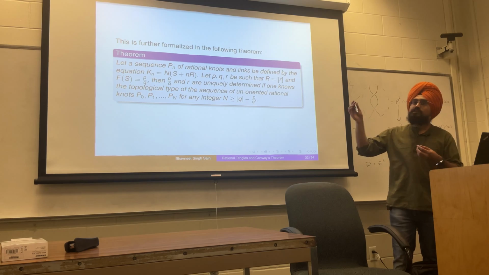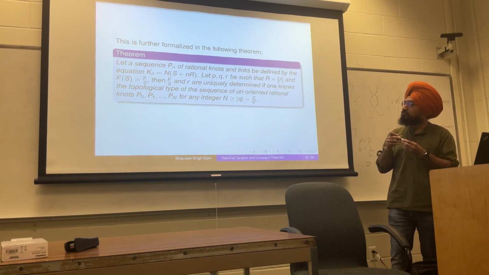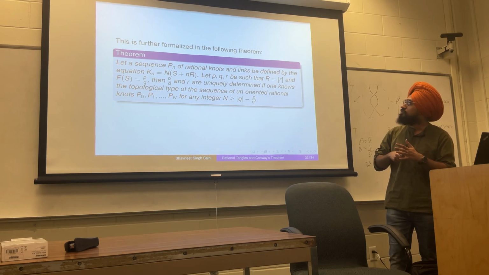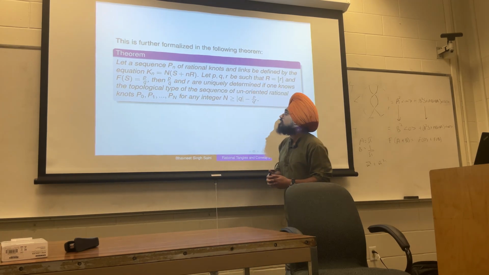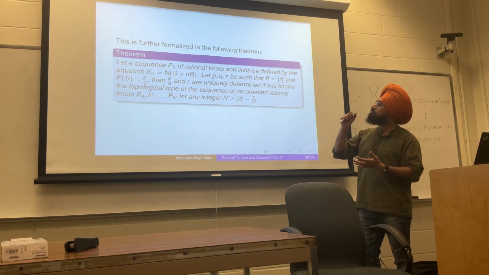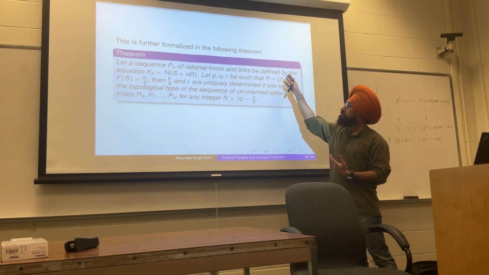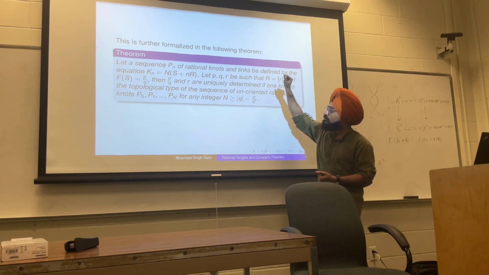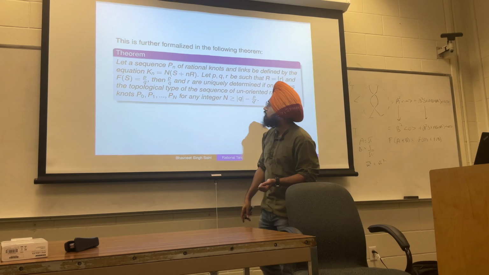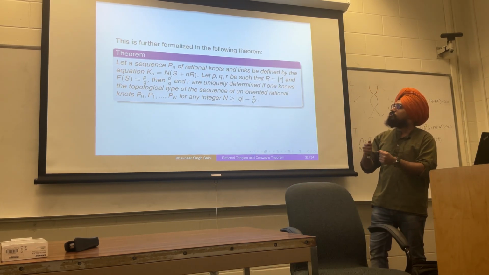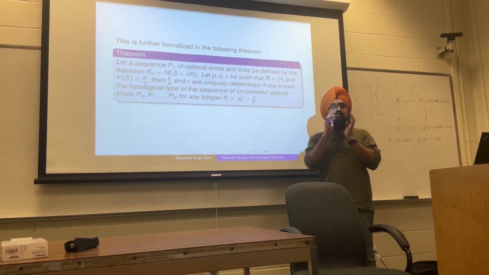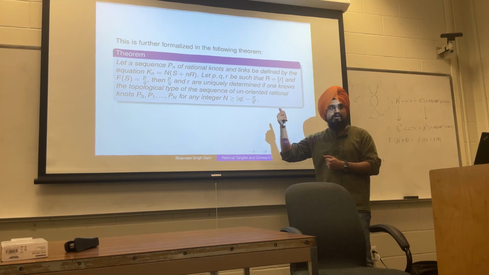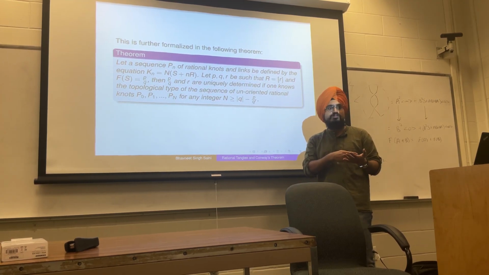And this theorem basically captures all of the process. That is, given a sequence Pn of rational knots and links, where the fraction is defined as n of S plus nR, then let p/q and r be such that r is the recombinant tangle, and the fraction of the substrate is p over q. Then p over q and r are uniquely determined if one knows the topological type of the sequence of unoriented rational knots. What that tells us is that if we know the fraction for the products, then we can generate the fraction for the substrate and the recombinant, and hence find out what that enzyme actually does to the substrate.